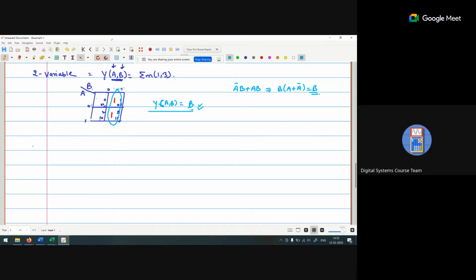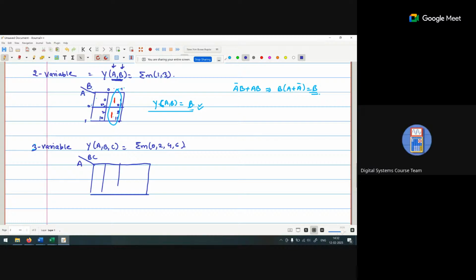Now if we go to the 3 variable, 2 variable is very simple. Now we go to the 3 variable, check the spaces. 3 variable: y of ABC is equal to sigma m 0, 2, 4, 6, like this. Now it is up to you which variable you take on which side. Like I am using the A variable this side and B and C variables this side.